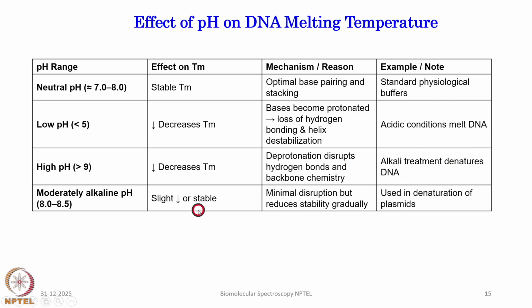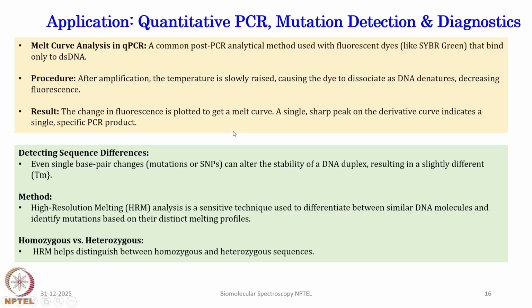And moderately alkaline is like a slight decreaser or stable. So, for denaturation of plasmid, you just increase the pH and you can denature the plasmid, right. So, that is what one can do.